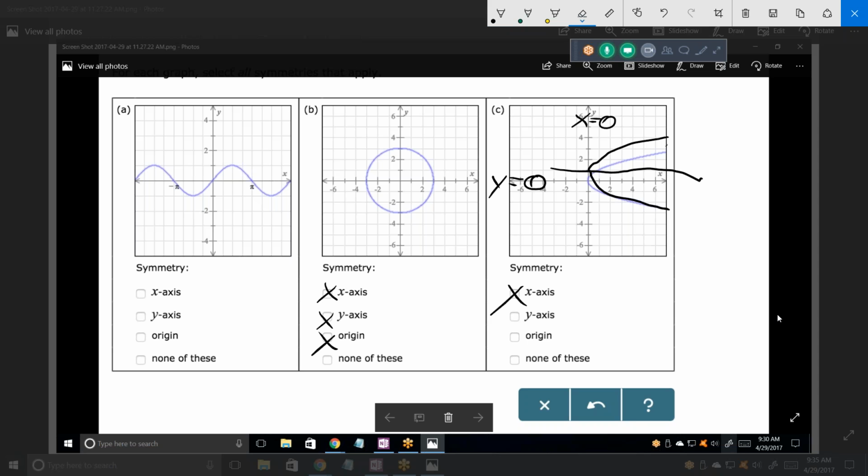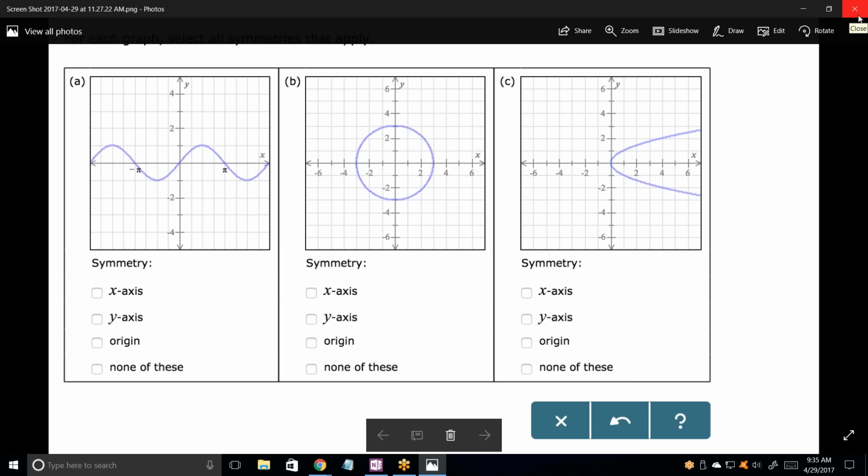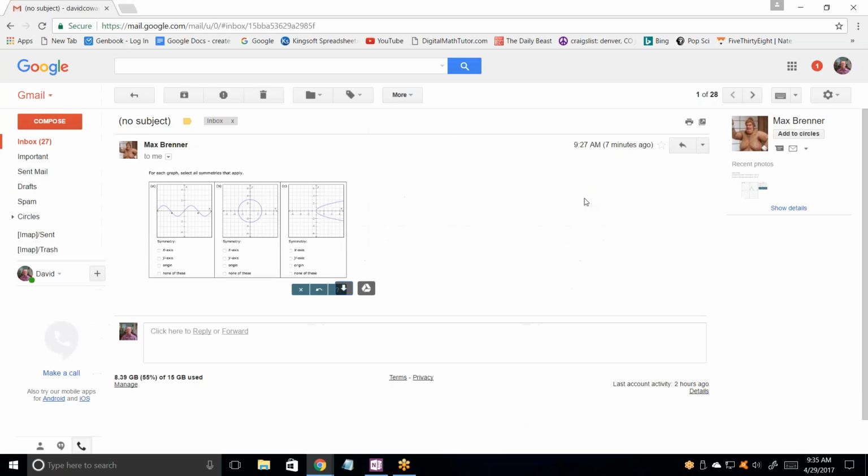Okay. Takes care of this one? Yeah. So now it's another symmetry problem, but I could vocalize it.